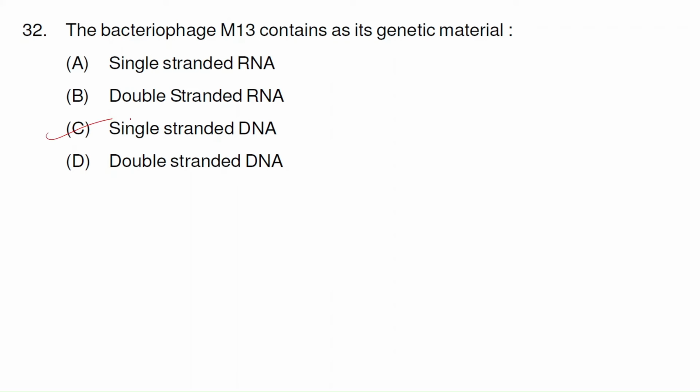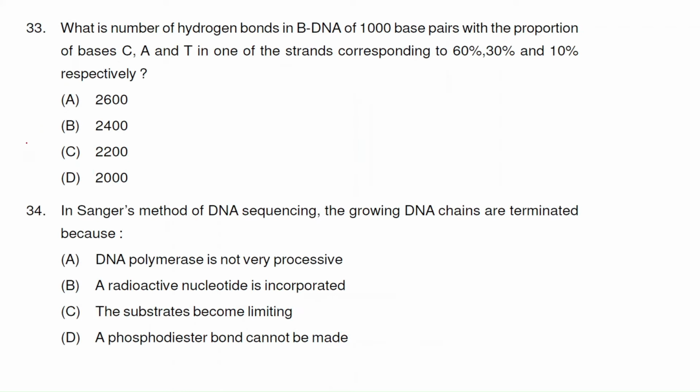Option number C will be the correct answer, that is single-stranded DNA. So next question is question number 33. What is the number of hydrogen bonds in B-DNA of 1000 base pairs, with the proportion of C, A, T in one of the strands corresponding to 60%, 30%, and 10%?